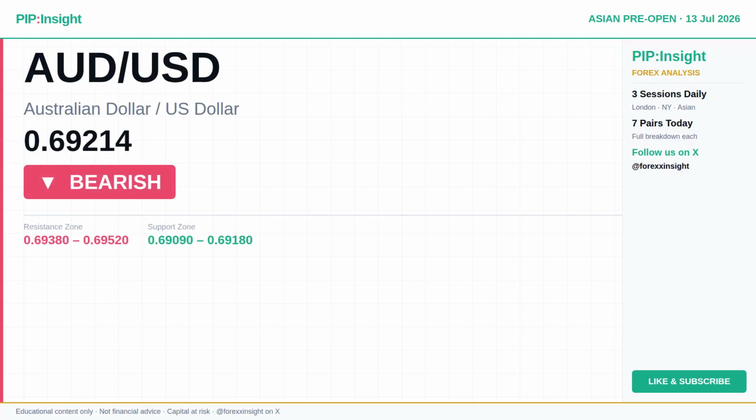Aussie dollar. The chart is showing bearish structure on this session. The 4-hour trend is to the downside and the 1-hour is also pointing lower. Resistance is marked between 0.6938 and 0.6952. Support is marked between 0.6909 and 0.6918. Here is the full chart breakdown.